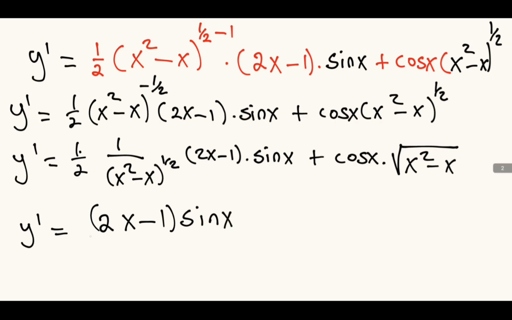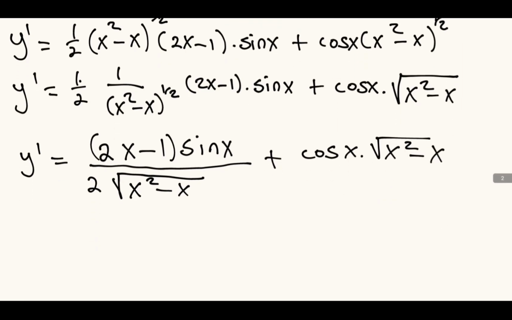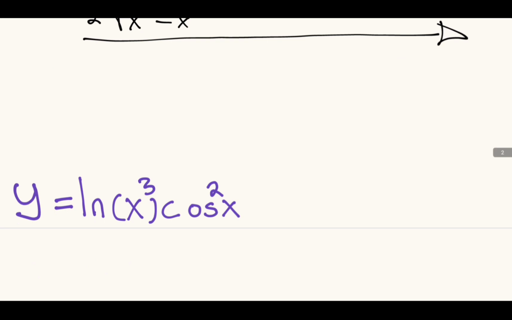So in the denominator we have 2 multiplied by the square root of x squared minus x, plus cos x multiplied by the square root of x squared minus x, and this will be our answer for the second question. So for the third question, we have y is equal to ln of x cubed multiplied by cos squared x.